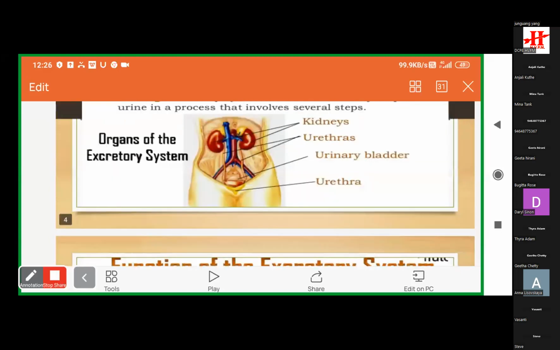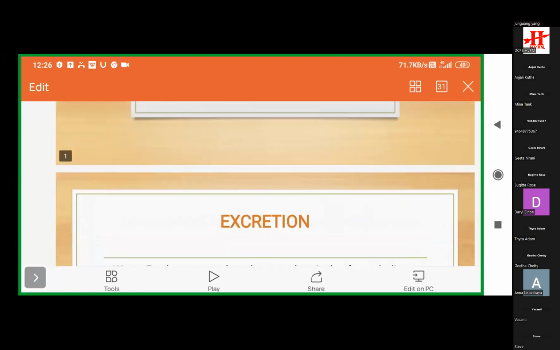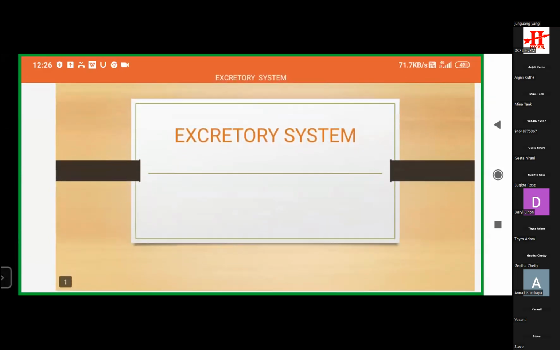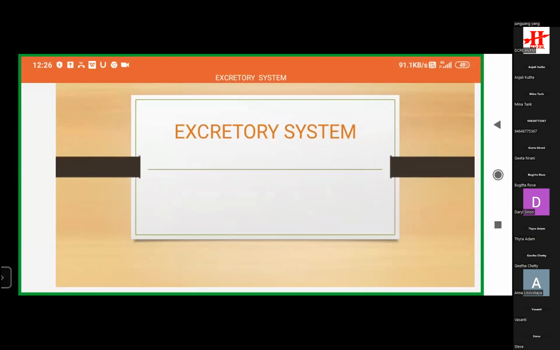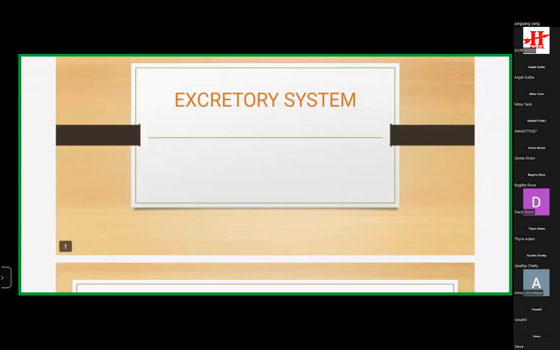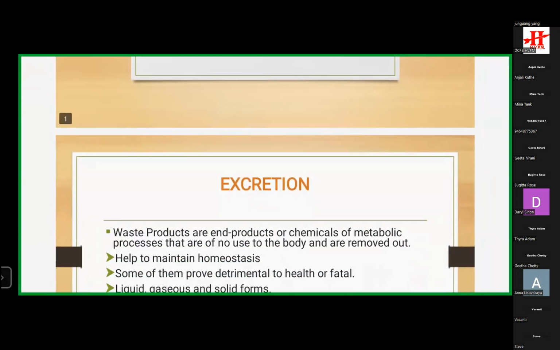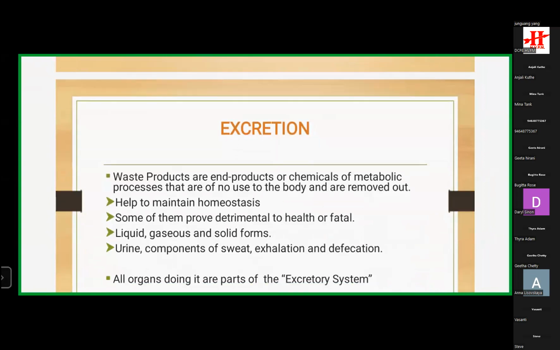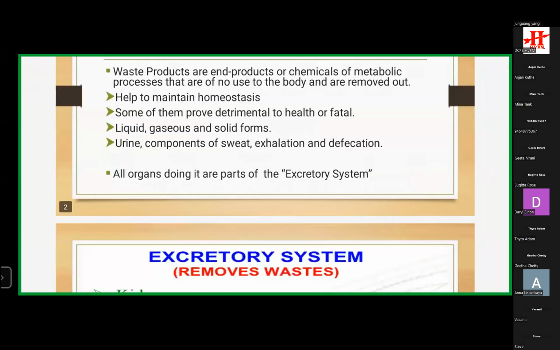Yes, ma'am. Let us see the excretory system. After the digestive system and after digestion of the various food material, comes the process of excretion. What is the excretory system and which are the various organs of excretion? Let us see.